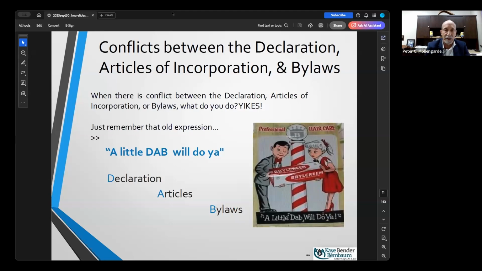And what I'll mention here real quickly is generally the law tries to read these documents together if possible, rather than saying, oh, there's a conflict. So in general, they will bend over backwards to read them together if possible. If not, then this is the hierarchy that controls.